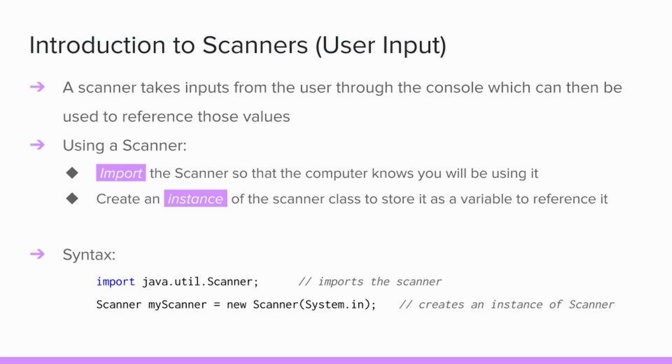To use a scanner, we need to first import the scanner so the computer knows we will be using it. Note that the import should be outside of your class and is typically the first line of your program if you import anything. Then we create an instance of the scanner class and store it as a variable to reference it. We do so by writing Scanner followed by the scanner name. In this case, we've used myScanner equals new Scanner(System.in).